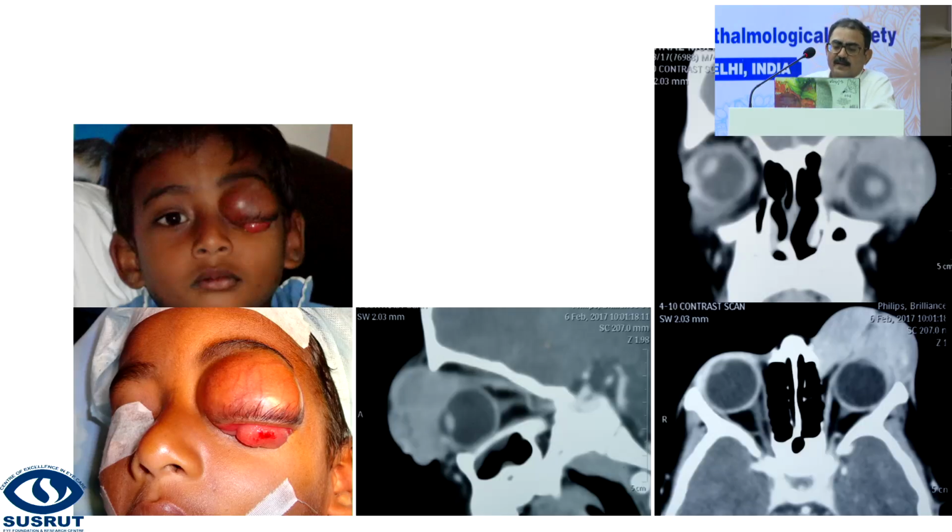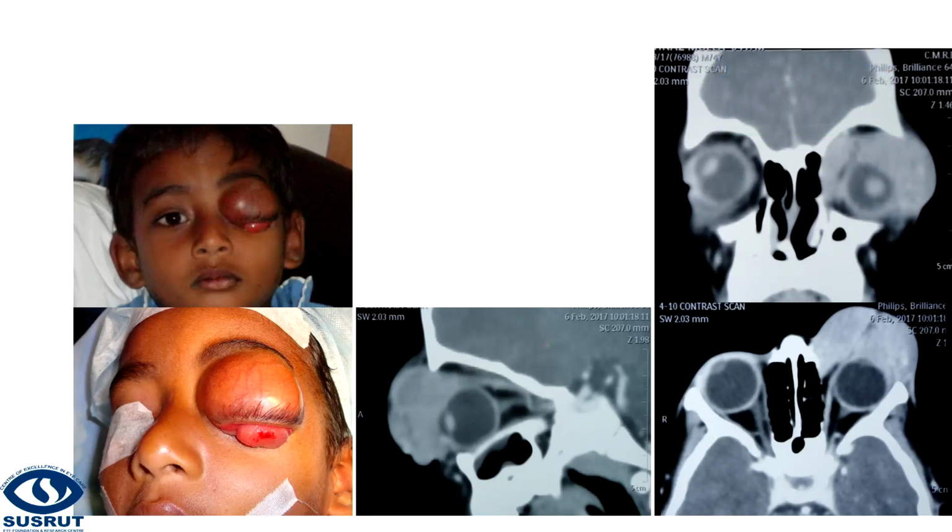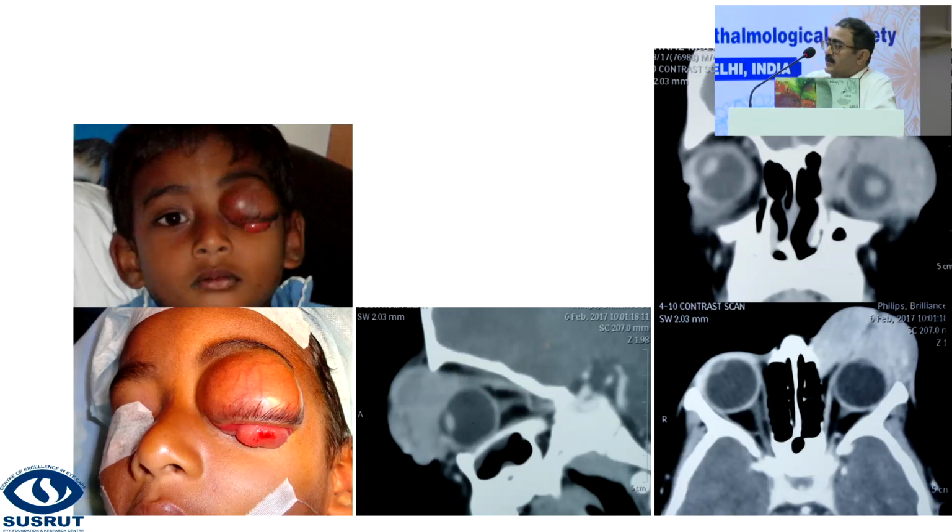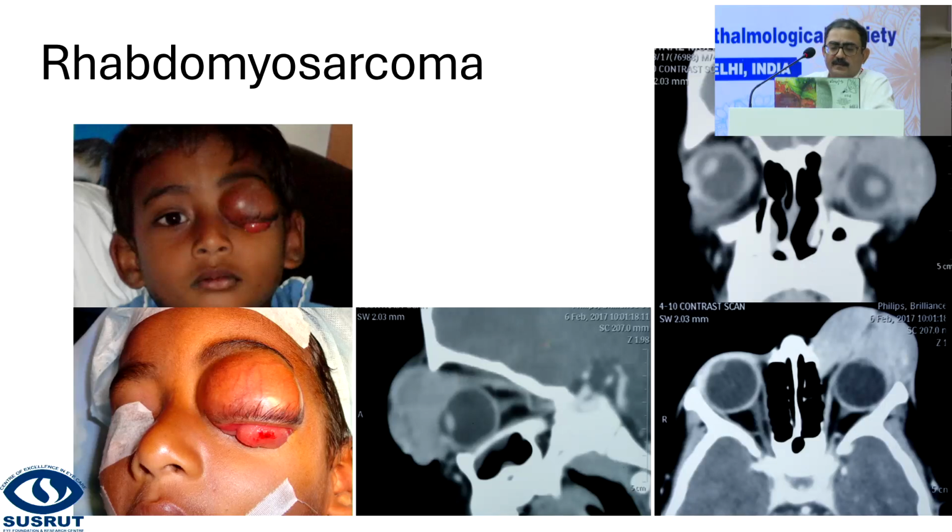And these are the scans which show a localized but very extensive lesion which is not well circumscribed. So you cannot go and remove this tumor in toto. All right, so this patient underwent an incisional biopsy and this is what turned out. This being the commonest primary malignant orbital tumor in children.